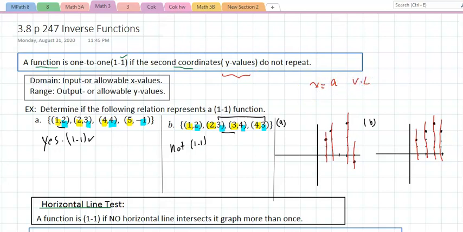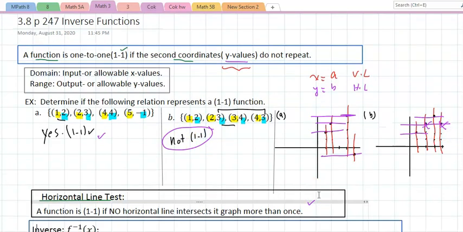Now that we're saying we want to check if y does not repeat, y equal a number is a horizontal line. So we notice here a horizontal line crosses once. That was one-to-one. But here, if I put a horizontal line through those, I do notice that horizontal line crosses twice, and that's not one-to-one. And that's where the horizontal line test comes from.